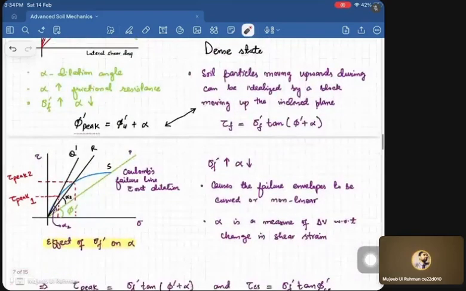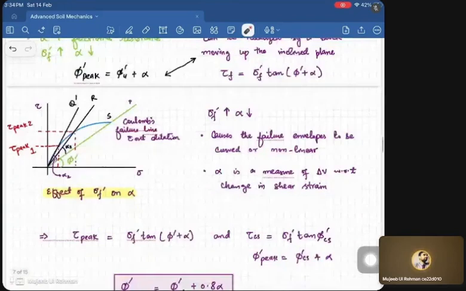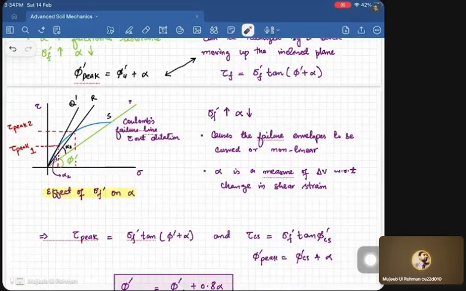Correct. Now we will show, after that, how the dilation angle of the dense sand affects the Mohr-Coulomb failure envelope.